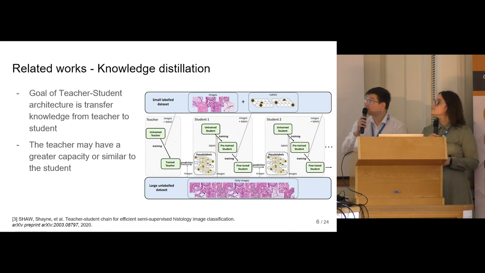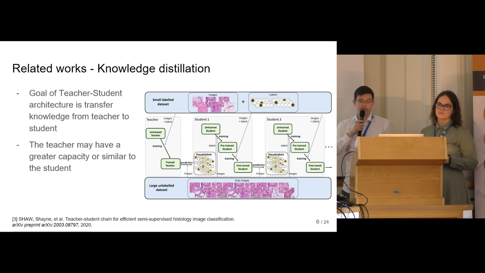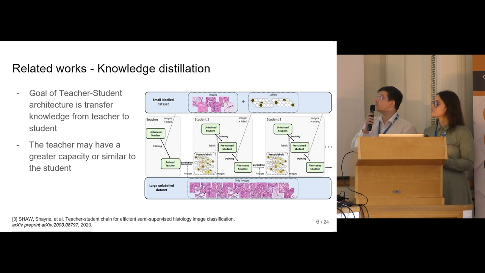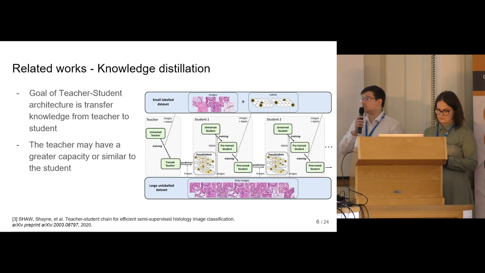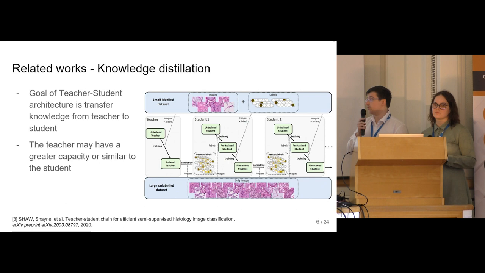The second approach for dealing with weakly annotated data is knowledge distillation, which means transferring knowledge between two or more models to obtain a more generalized solution. Knowledge distillation is also known as teacher-student architecture, where the teacher is trained on a small amount of data or inaccurate annotations, and the next step is to train the student using knowledge from the teacher, which means we are using annotations created by the teacher to train the student.